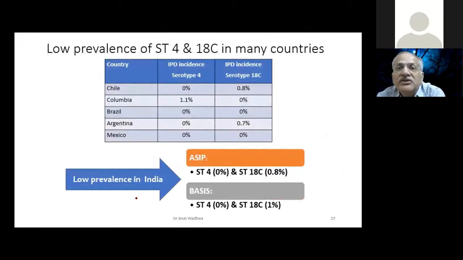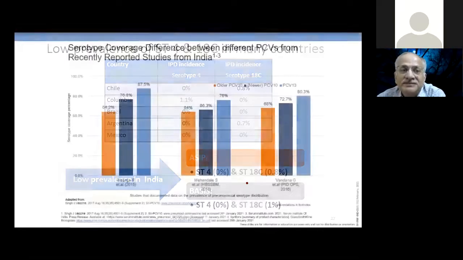If you see the prevalence of 4 and 18C in other countries like Chile, Colombia, Brazil, Argentina, Mexico, again, it's only 0, 1.1, 0, 0, 0. So IBD incidence in 18C is again 0, 0. So world over, we see as of now, why I'm saying again and again as of now, because sometimes when you use the other serotypes, there might be resurgence of these serotypes which were not present in your vaccine. So replacement phenomena may happen, but as of now, these 2 serotypes, 4 and 18C, are not very prevalent. In India, if we see 2 major studies, the ACIP and the BASIS study, serotype 4 was 0%, 18C was 0.8%, 0%, 1%. Again, very less.